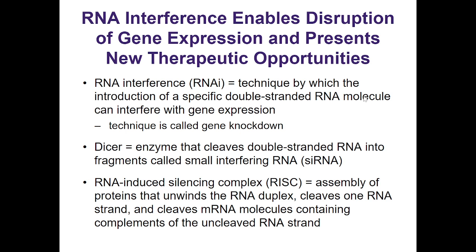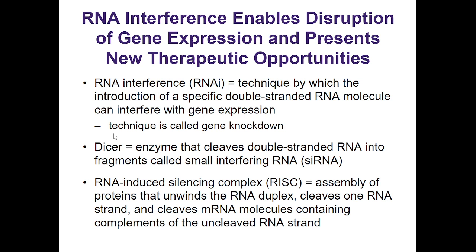RNA interference is going to enable the disruption of gene expression and presents new therapeutic opportunities. RNA interference, which is abbreviated RNAi, which is a great abbreviation. It is the technique by which the introduction of a specific double-stranded RNA molecule can interfere with gene expression. The technique is called gene knockout, though you'll notice that this word gets reused quite a bit in various different contexts, so you kind of have to be careful here.